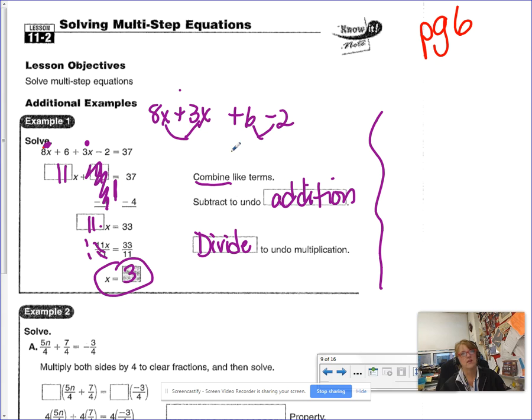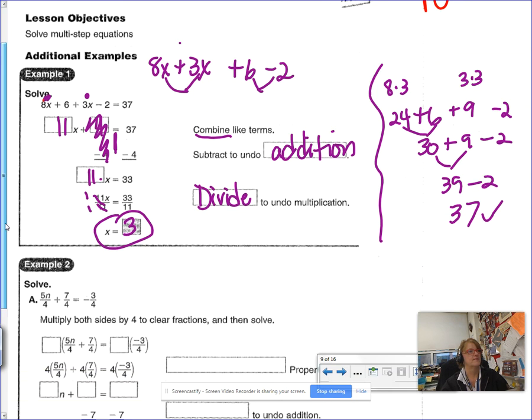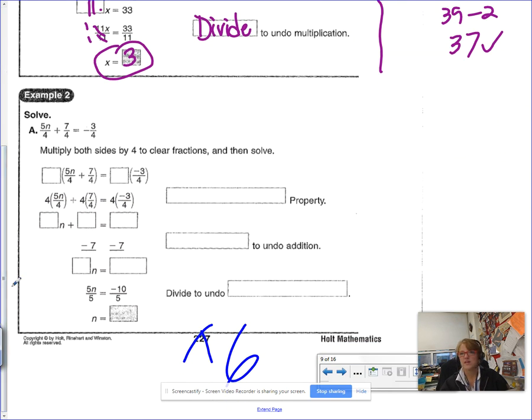Now, really what we should do is check our answer. You could just use a calculator to do this part, but you should really check. 8 times 3 is 24. Okay? And then we're going to add 6. Then I have to take 3 times 3, which is 9. And then I'm going to subtract 2. This is taking a look at that left side of the equation. All right, now I can just go left to right. That's 30. And I'm going to add 9 more. That's 39. Subtract 2. 37. Woo! Score! It works.